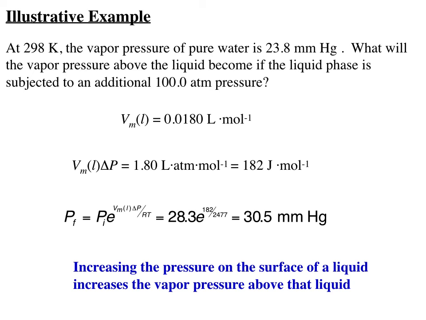Now I just stick that into my formula, where my PI is the initial vapor pressure, 23.8 millimeters of mercury, times this exponential term, and I will note that that dramatic increase in the pressure on the surface of the liquid water will increase the vapor pressure to 30.5 millimeters of mercury.